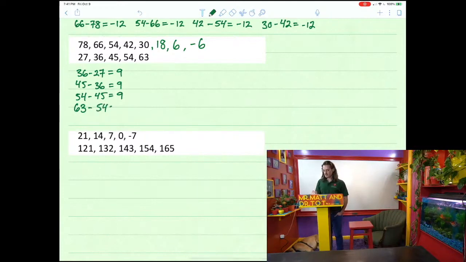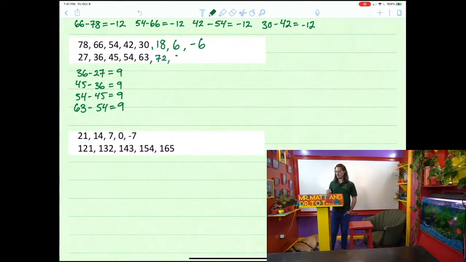So 63 plus 9 would be 72. 72 plus 9 is 81. 81 plus 9 is 90. If you have any questions, please let me know. And then the last sequence, and this will bring us up to the end of class today.